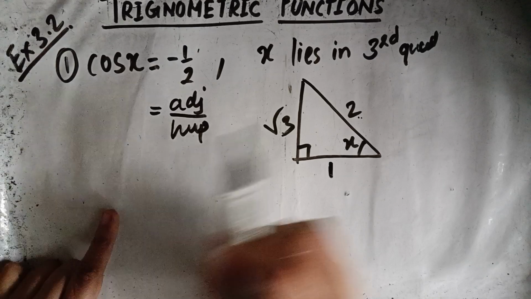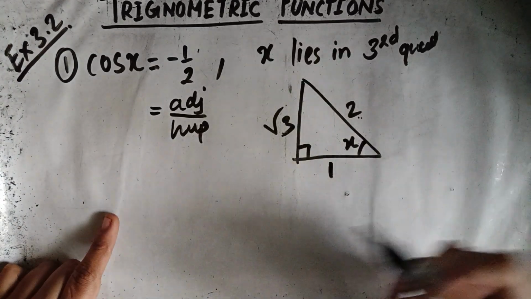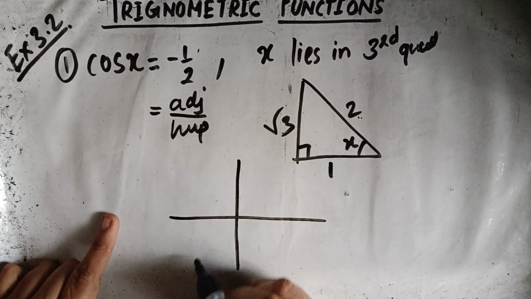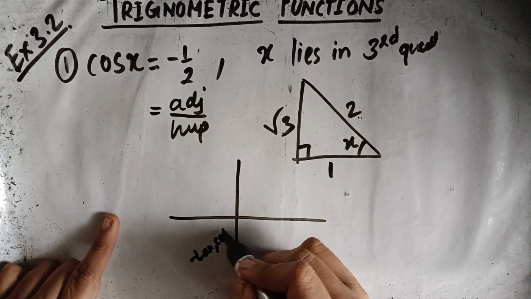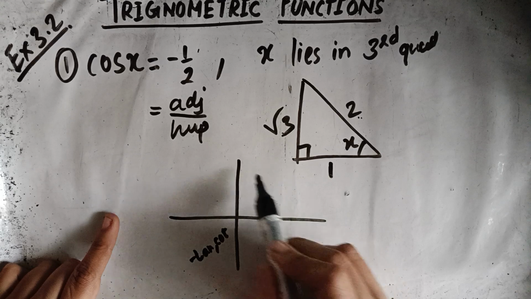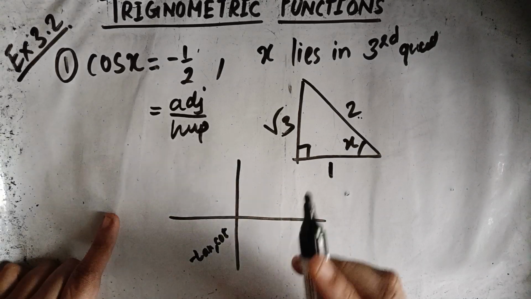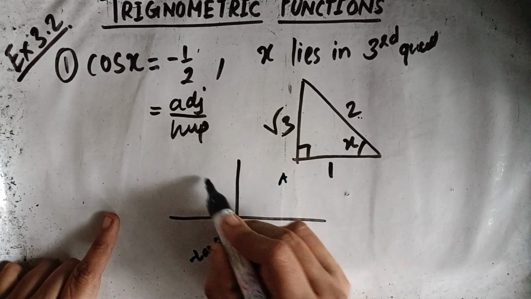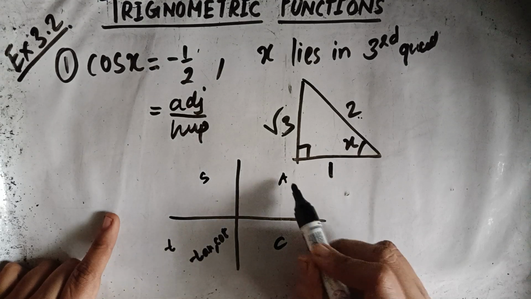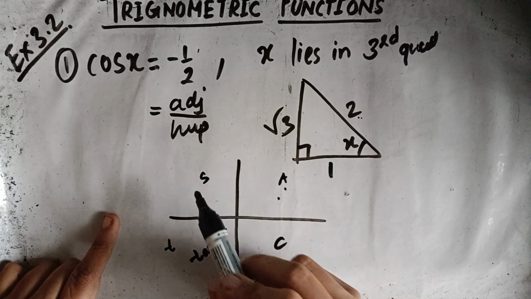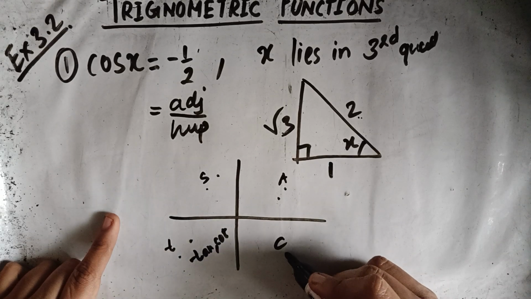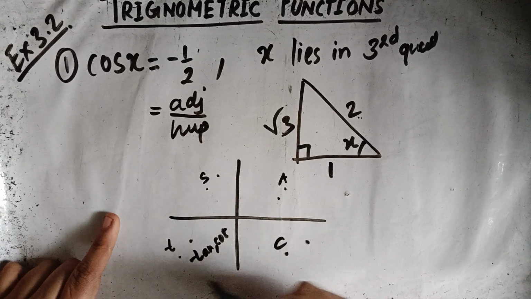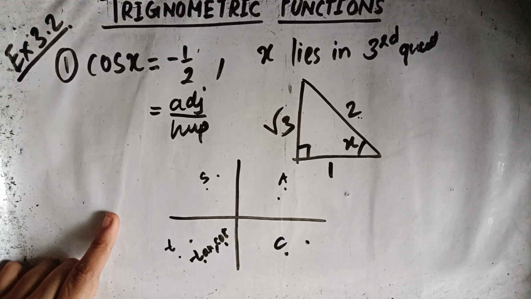Now this is in the third quadrant, and in the third quadrant, tan and cot are positive, right? We have seen it in last video. That is, this is All Students Take Coffee. All means all are positive. Sin and cosec are positive. Tan and cot are positive. Cos and sec are positive. Okay, tan and cot are positive here.